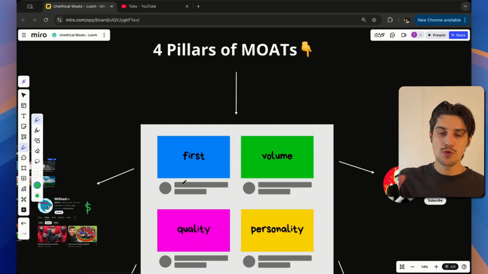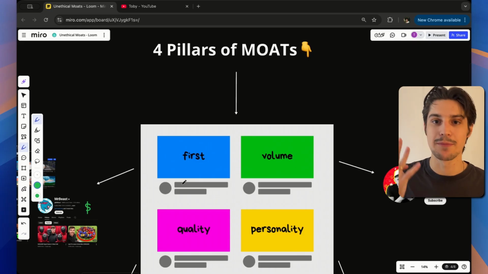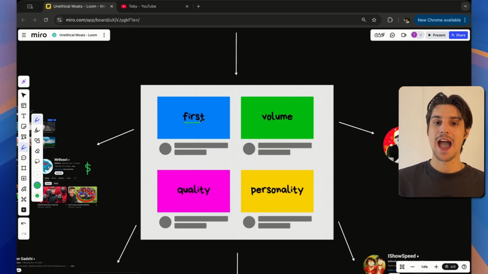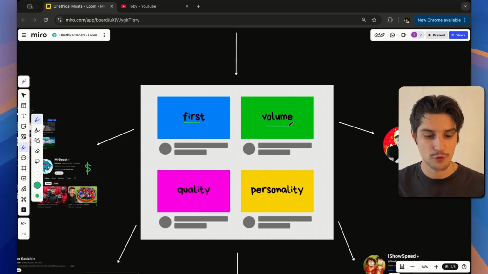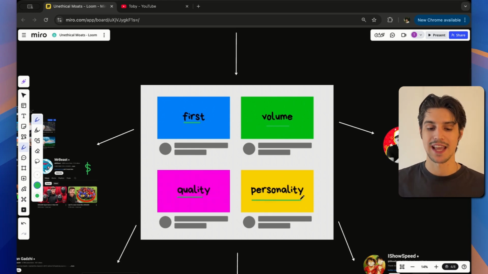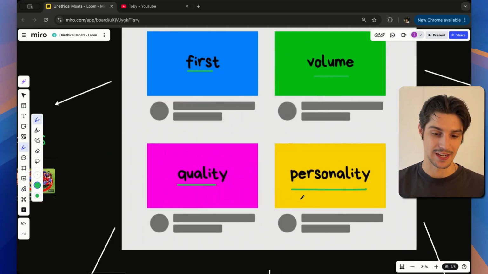Now, when it comes to content moats, there are 4 key pillars. You have being first to the market. You then have volume, being the one who puts out the most volume of content, tons of shorts, tons of long form. You have quality, so the best quality in the market. And then you have personality. When all else is already done, viewers will go to the content that has the best personality and is the most entertaining. Let's go into each one and how you can use each one.